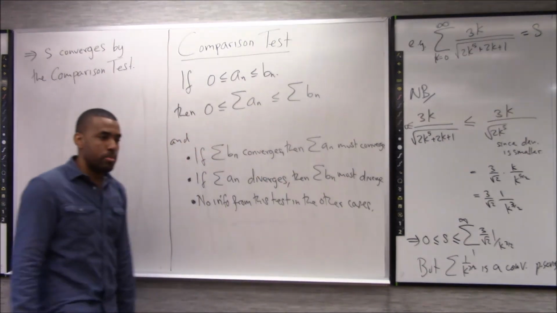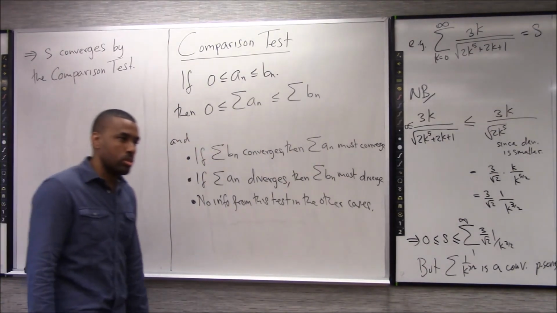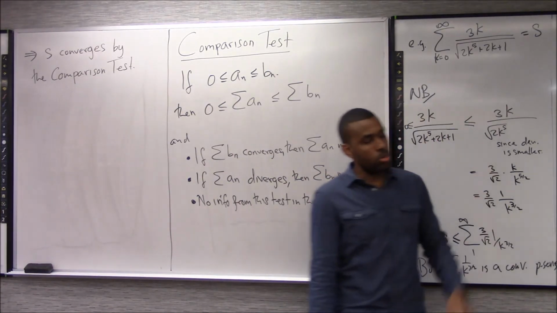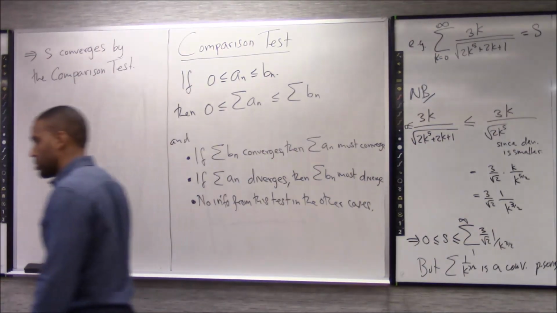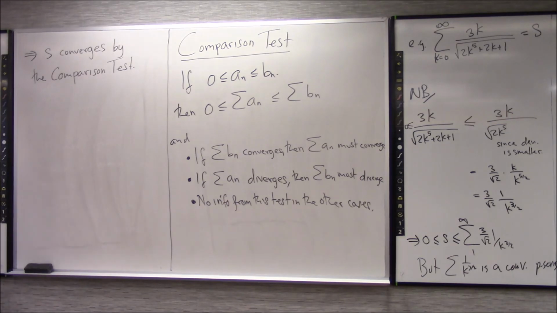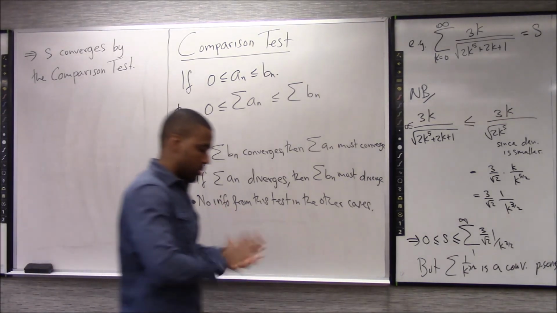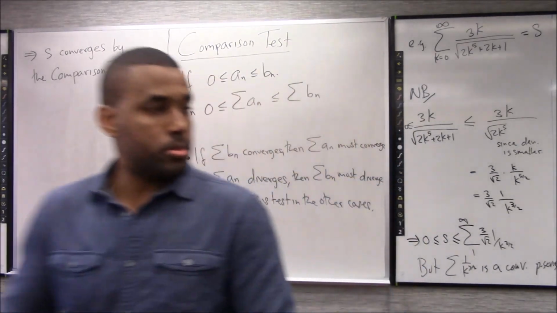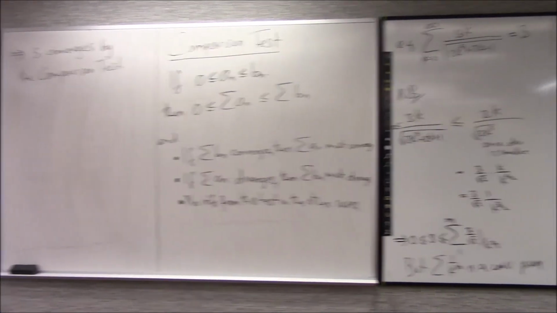And that's when something like the limit comparison test comes in useful, which is the next test we'll talk about. Because it doesn't require you to know how the inequality is on it. So we'll stop there. Do the rest of the test next time.